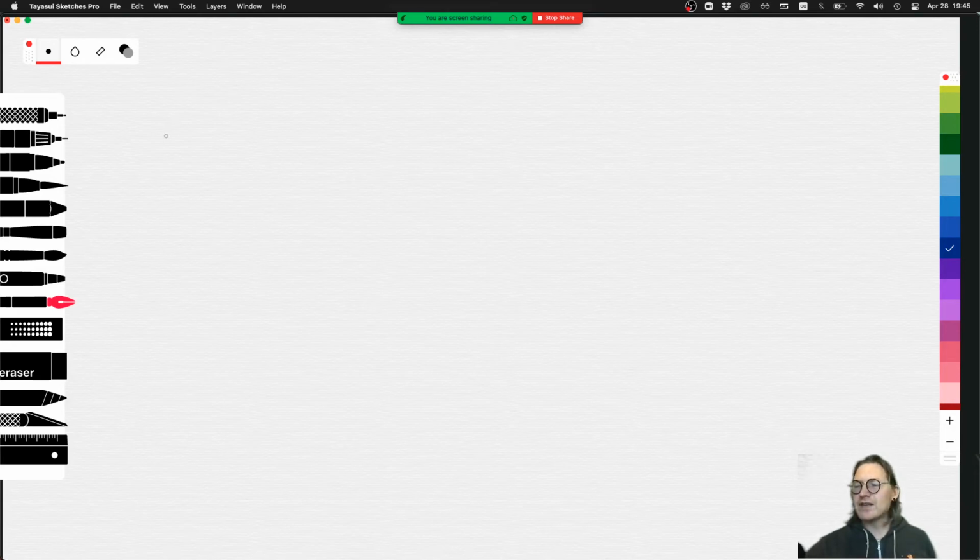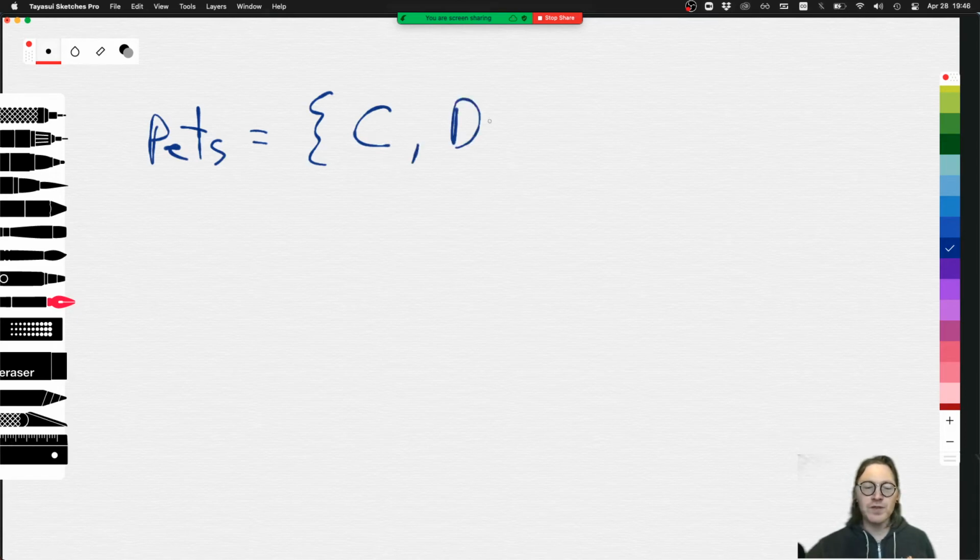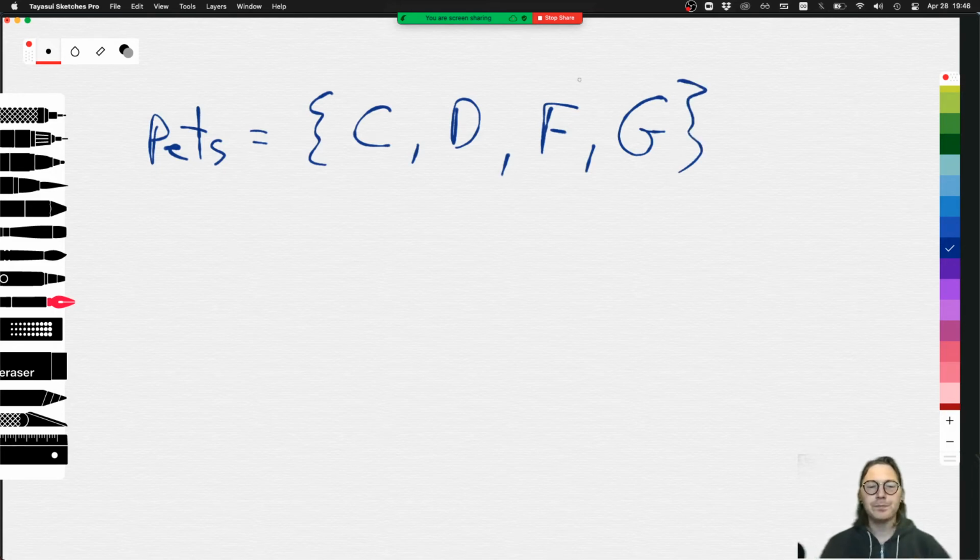Let's say we have a set of pets. And what we have is a cat, which I'm going to represent with a C. We have a dog, I'm going to represent with a D. We have a ferret, which I'm going to represent with an F. And we have a goldfish, which I'm going to represent with a G. So this is our set of pets. How do we count using pets?